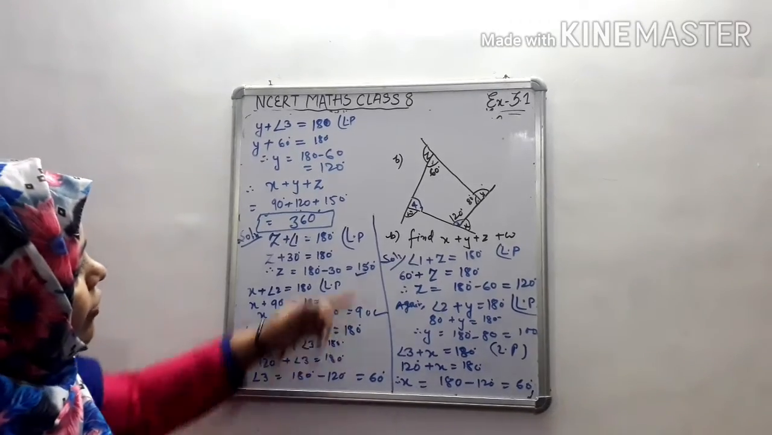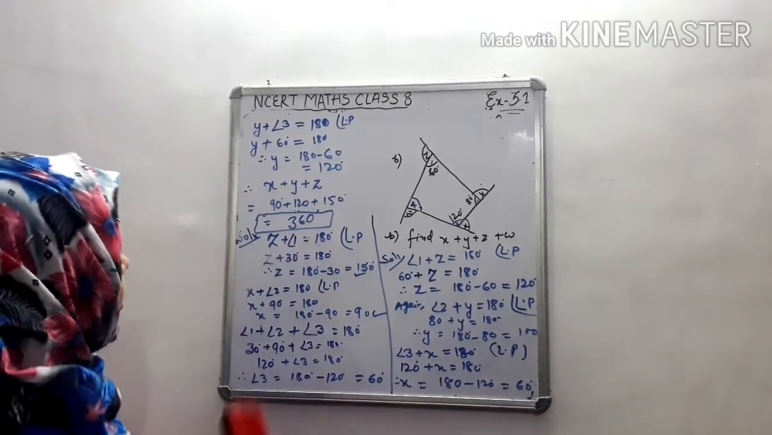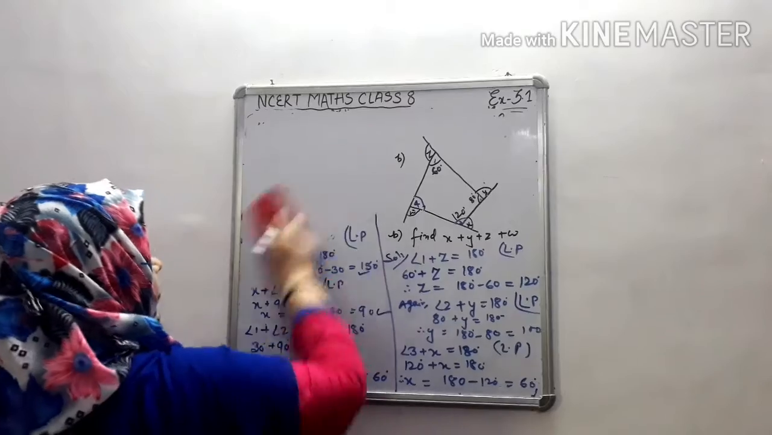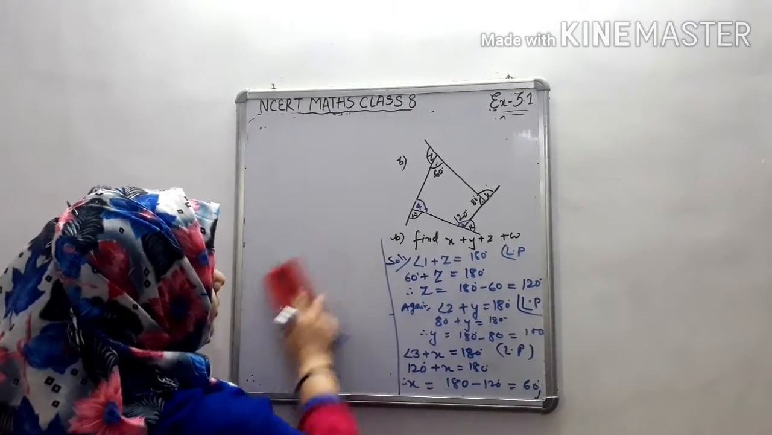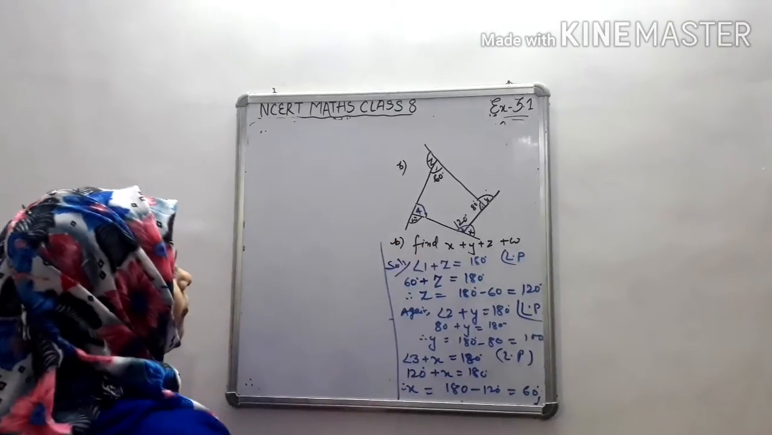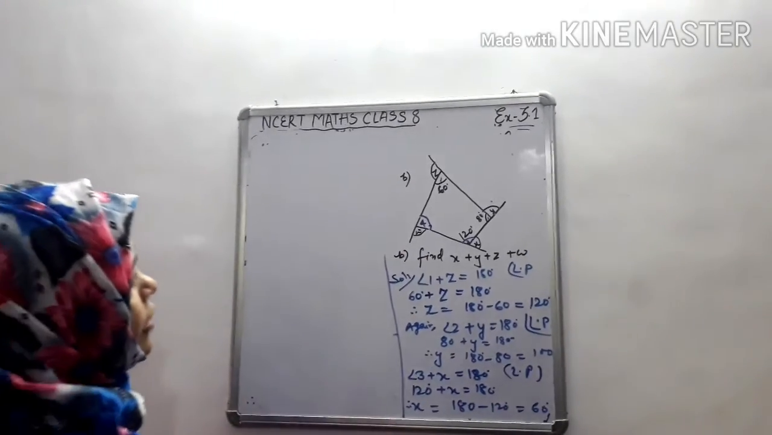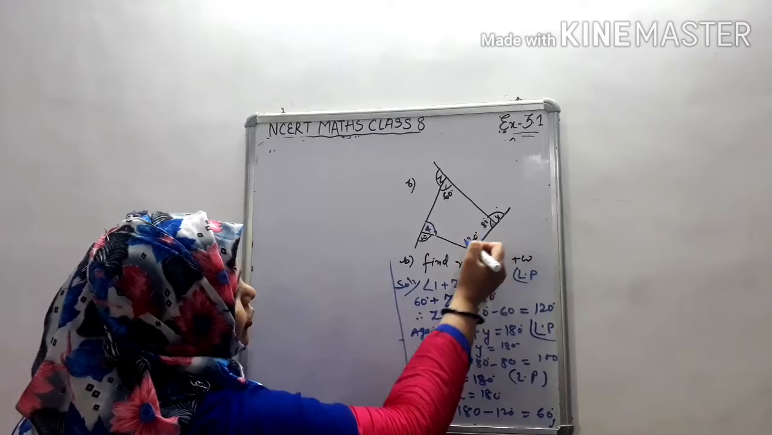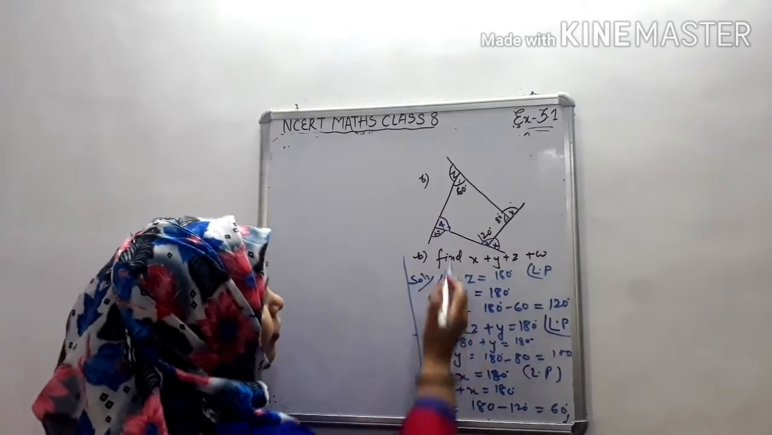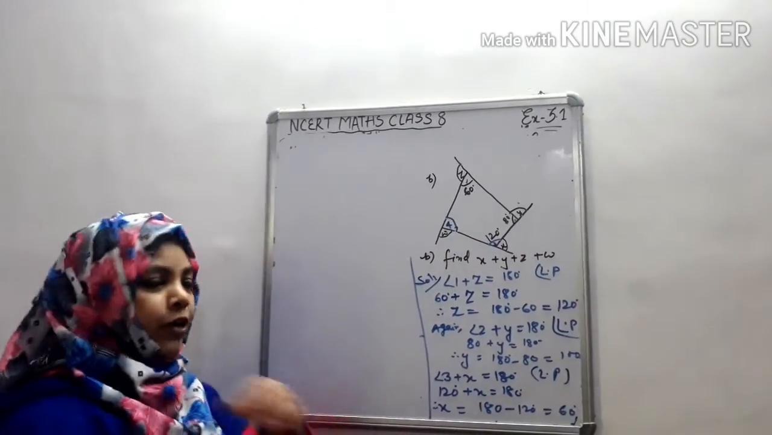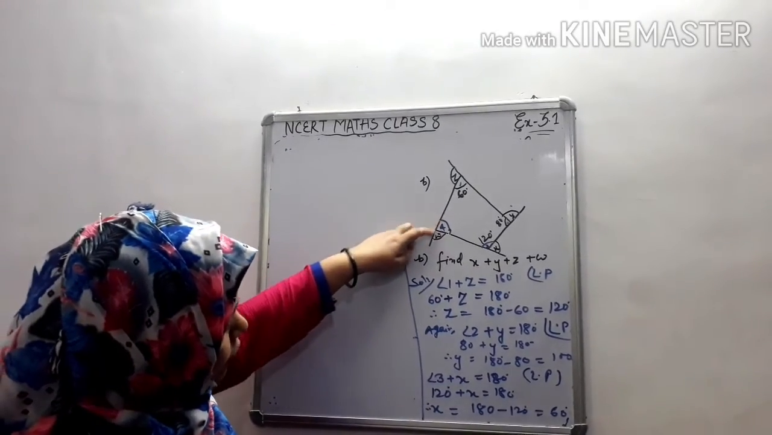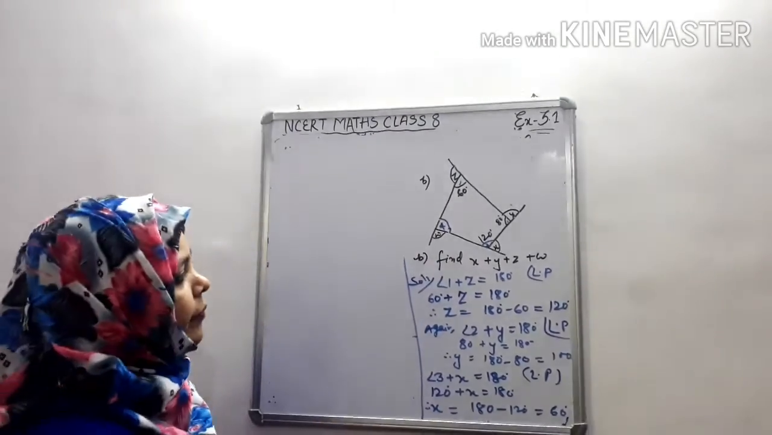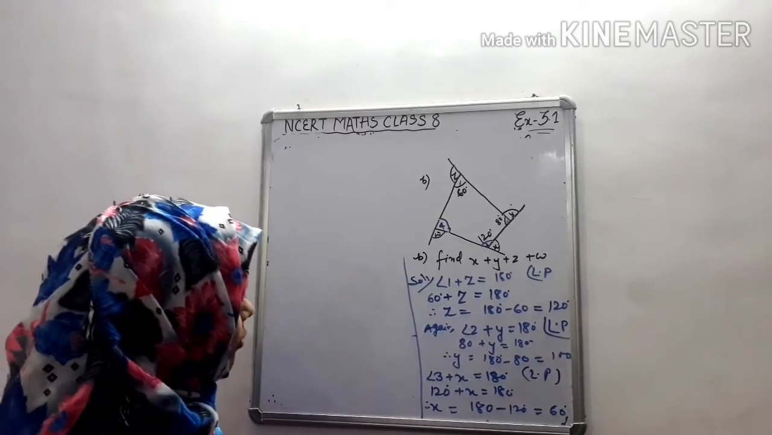But now we have to find the value of w also. So just let me rub it. Now we have to find out the value of w. How will you find it out? Just look here: angle 1, angle 2, angle 3, angle 4. First of all, we have to find the value of angle 4, because if you don't have angle 4, how will you find the value of w? So first we will find the value of angle 4.